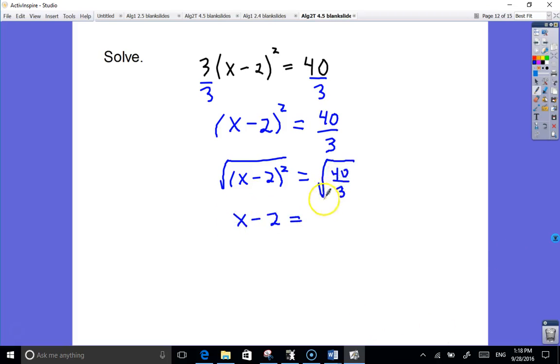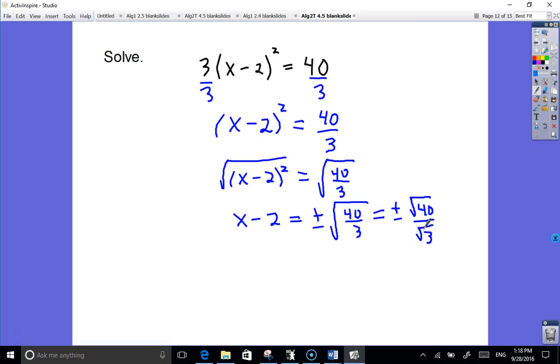So then I'm going to get x minus 2 equals, for right now I'll just say plus or minus the square root of 40 divided by 3. But then by the quotient property, I can say that's plus or minus the square root of 40 divided by the square root of 3. So now there's two things that we have to take care of. First, we have to simplify the square root of 40. And second, we got to get the irrational number out of the denominator.